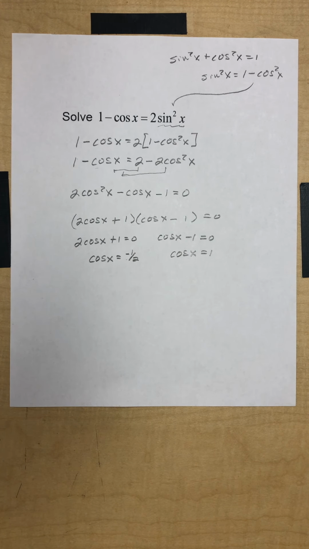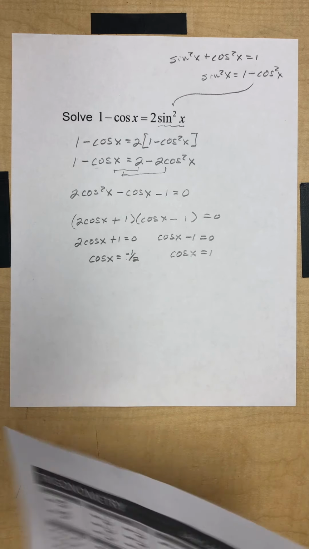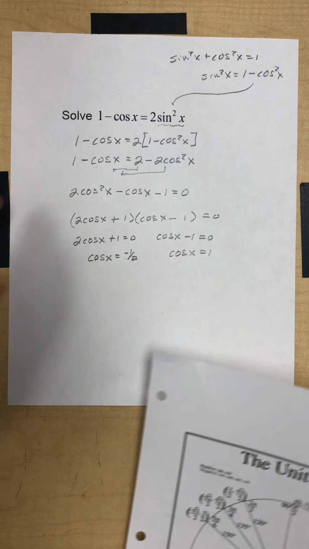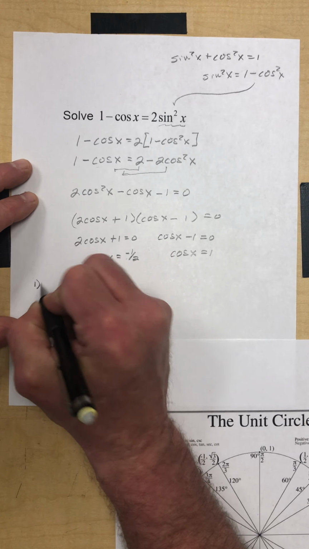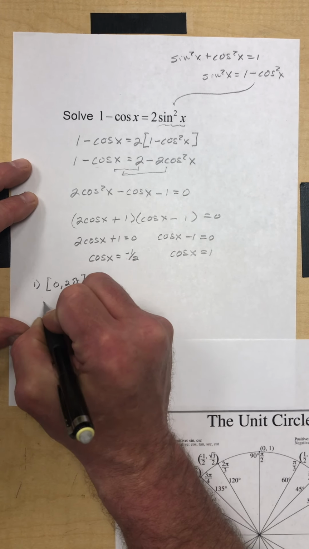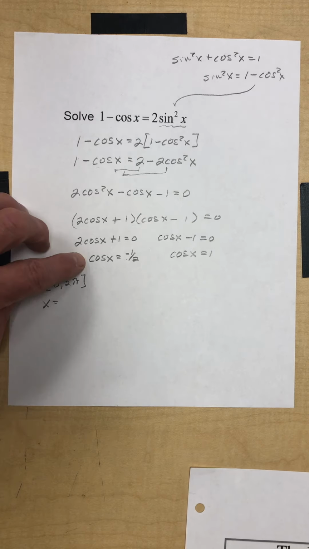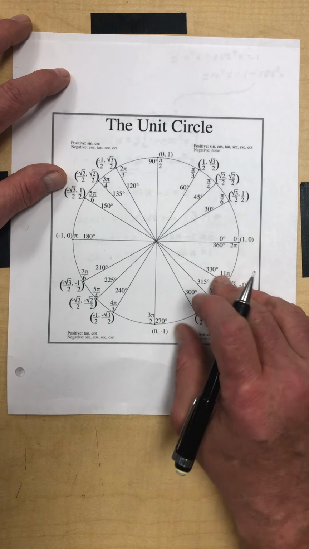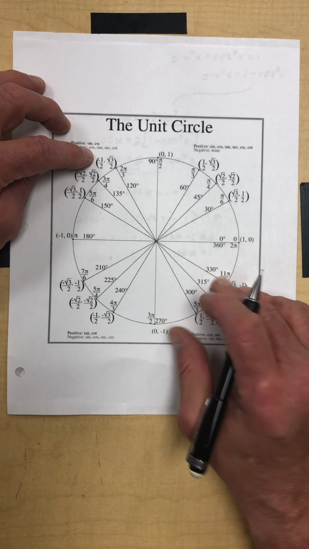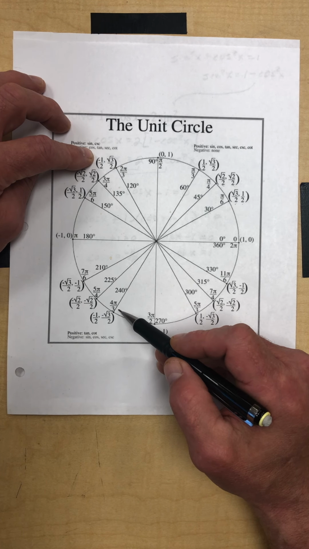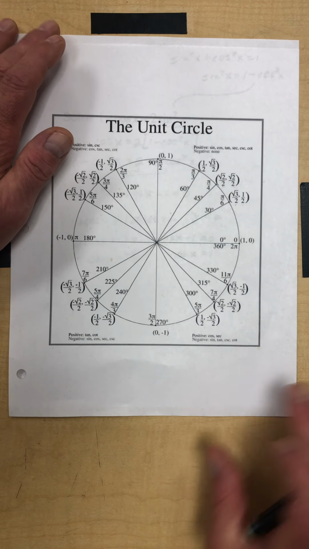All right, let's see, so we go to our unit circle, and let's see, when does that happen? Okay, on 0 to 2 pi. Cosine of x is negative 1/2. So when is our x coordinate negative 1/2? Looks to me like that would happen at 2 pi over 3 and 4 pi over 3.